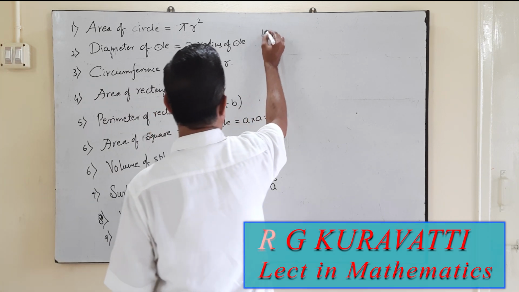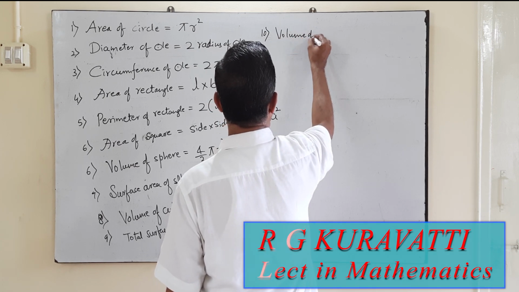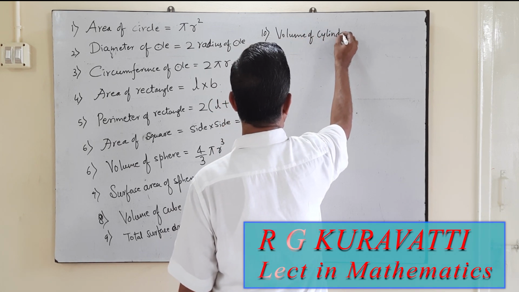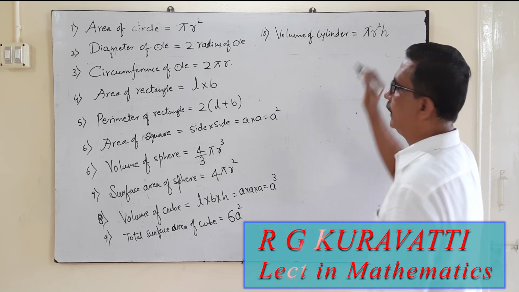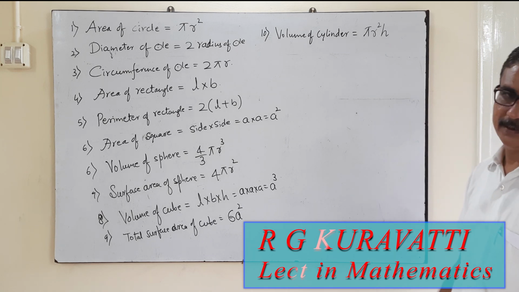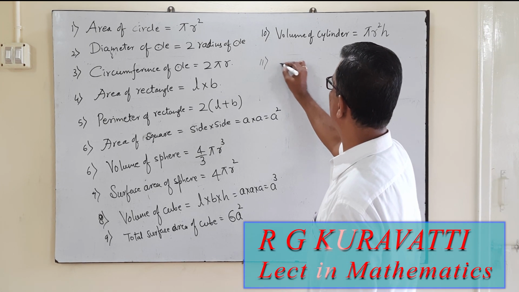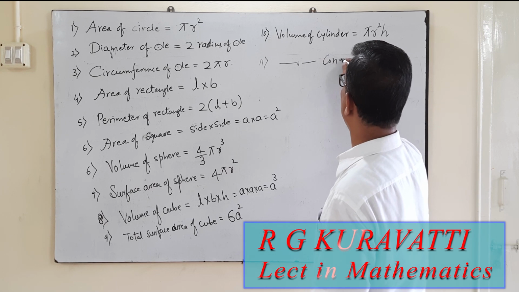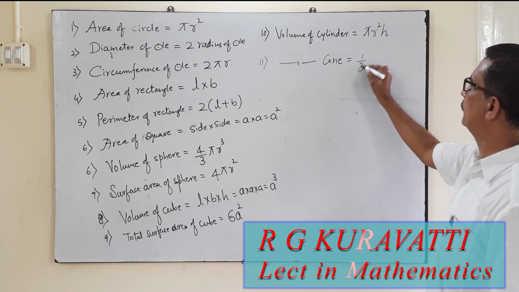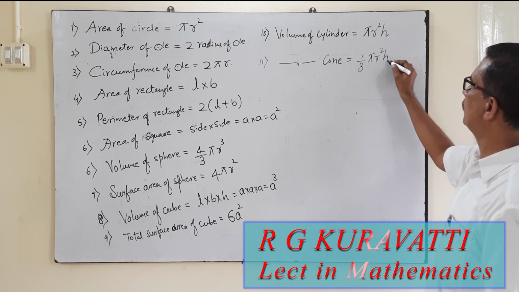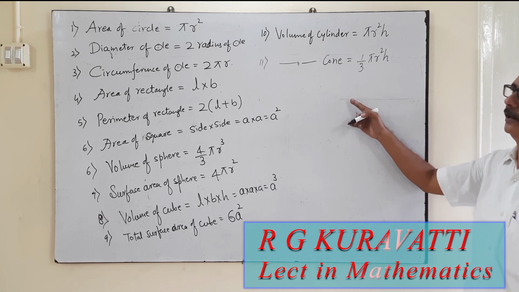Then what is the formula for volume of cylinder? Volume of cylinder is equal to what? Pi r square h. H is the height, r is the radius. What is the formula for volume of cone? Cone the volume is 1 by 3 pi r square h. So these are the important formulas.